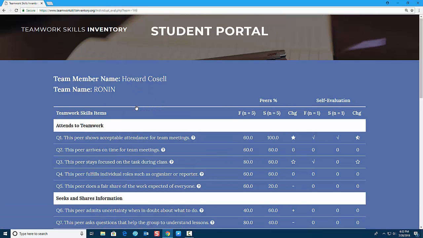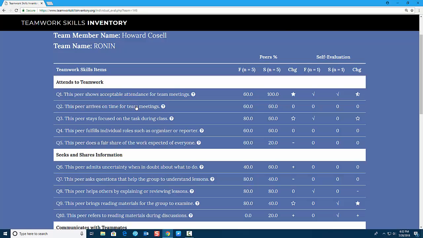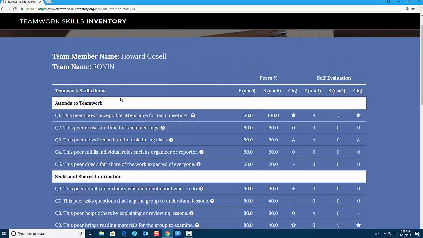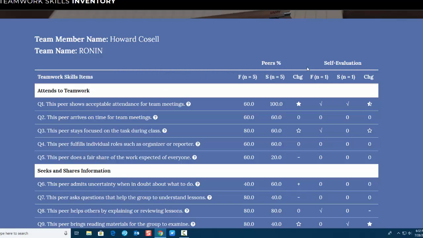Okay. And you see his profile. It's called the Teamwork Skills Inventory Profile. It's showing all of the feedback. And this is as a result of him finishing all of his evaluations for all of his teammates and of all of his teammates finishing all of their evaluations. If someone did not finish their evaluations, like if they left off the summative, the data here would not be the same. It would be incomplete data.